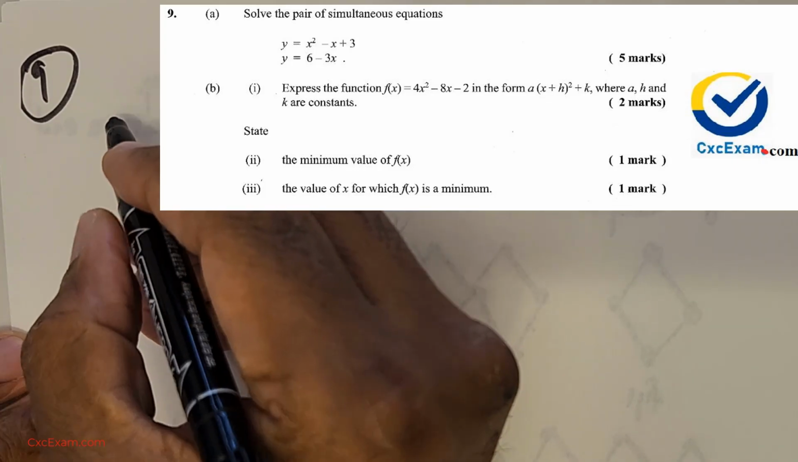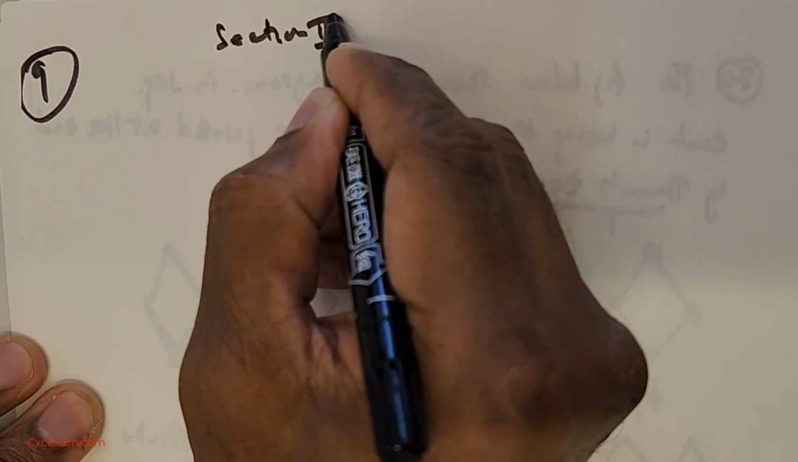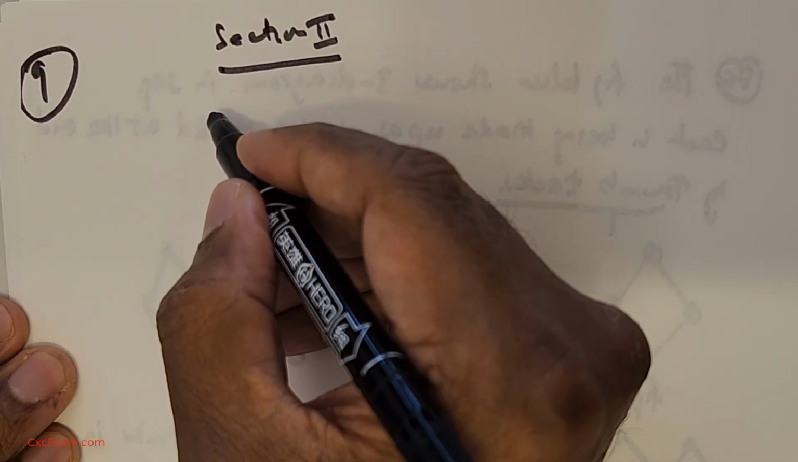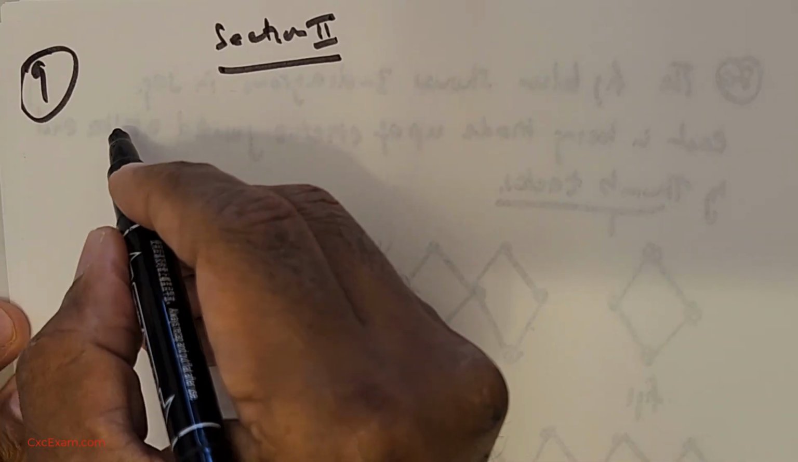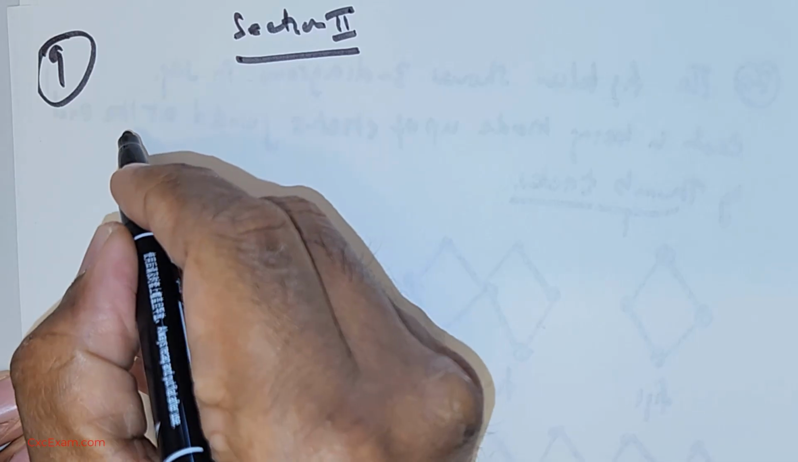Okay, so we have question number 9. This is section 2, your large questions. Okay, so you need to be very elaborate in answering these questions. So having mentioned that, let me write the question down now.